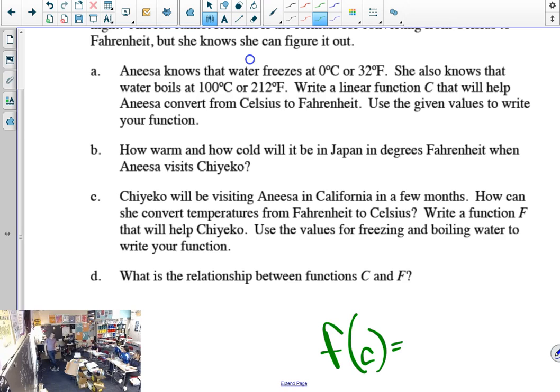So this is one of my inputs and outputs, x and y, or C and F. And they all should be the same. No matter what temperature you put in, it should work.